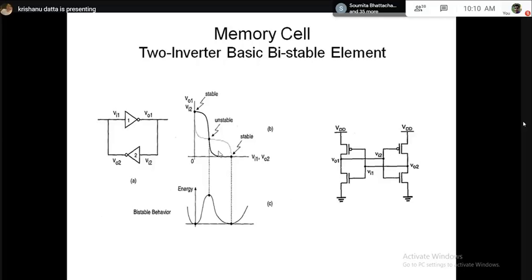So the middle picture is not that important for you, so I am not discussing that. But the bottom line is that to start with a sequential logic cell, the basic circuit will be a back-to-back inverter.